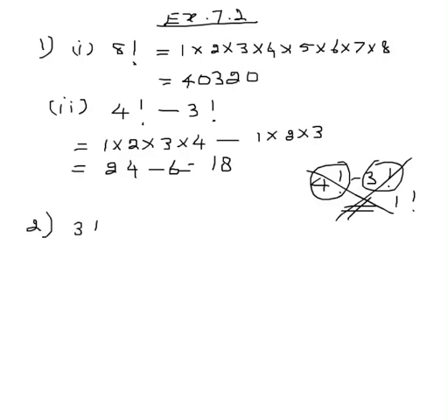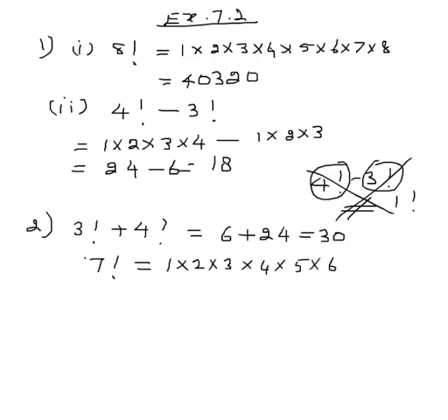Second question, is 3 factorial plus 4 factorial equal to 7 factorial? Let us find the left hand side. 3 factorial is 6, 4 factorial is 24, so the left hand side is 30. But 7 factorial is 5040. So they are not the same. 3 factorial plus 4 factorial is not equal to 7 factorial.